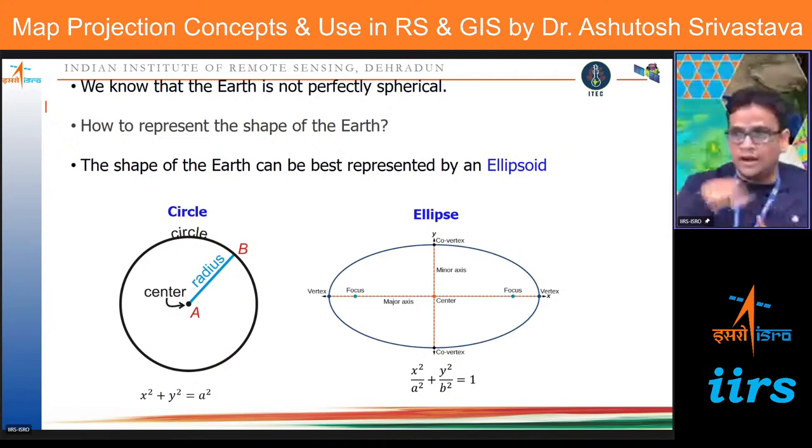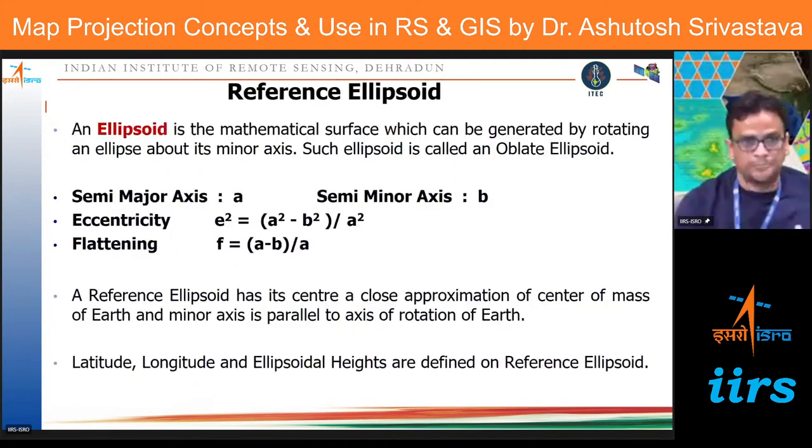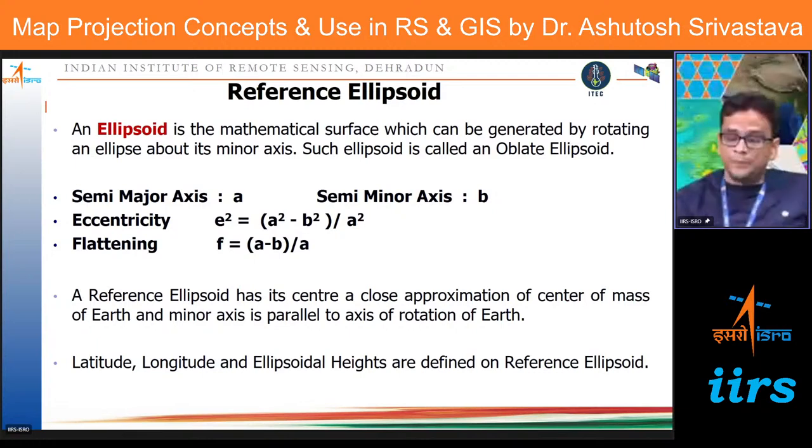So that way we are defining an ellipsoid. Now, an ellipsoid is the mathematical surface which can be generated by rotating an ellipse about its minor axis. Such an ellipsoid is called an oblate ellipsoid, and our Earth can be best represented by this oblate ellipsoid.